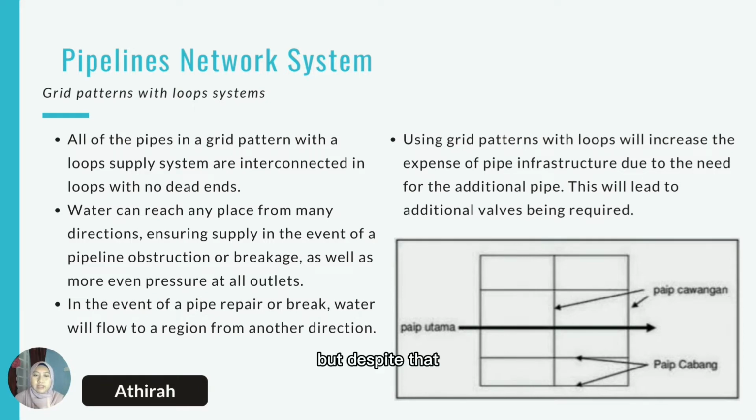But despite the advantages of using grid patterns, it will increase the expense of pipe infrastructure due to the need for additional pipe, and this will lead to additional valves being required. Furthermore, calculating pipe sizes can be more difficult to ensure adequate flow rates and pressure at all sites or off-take points. A pipe network study may be required.